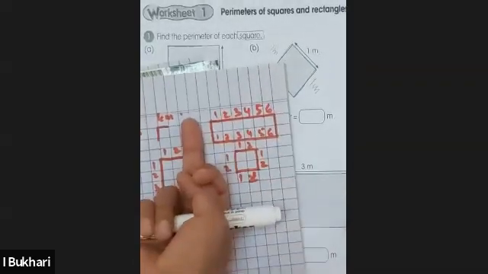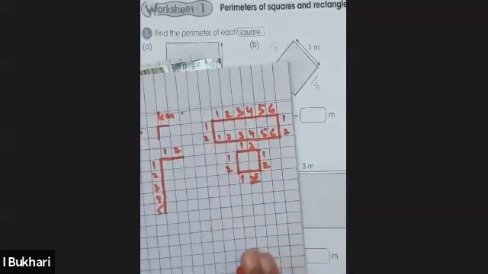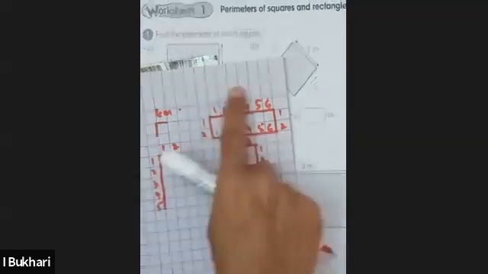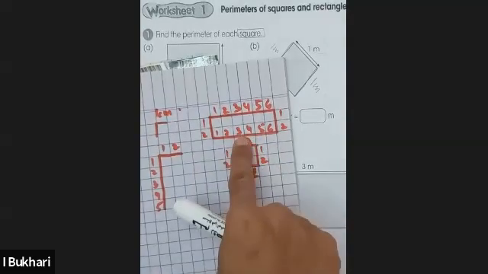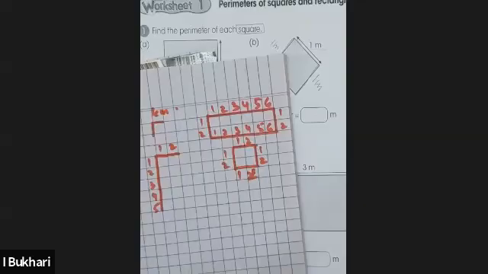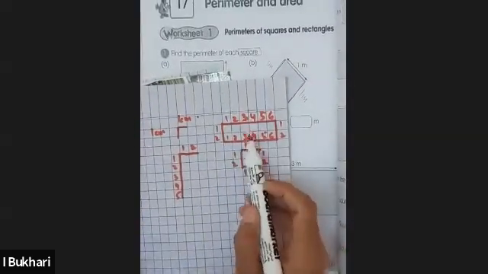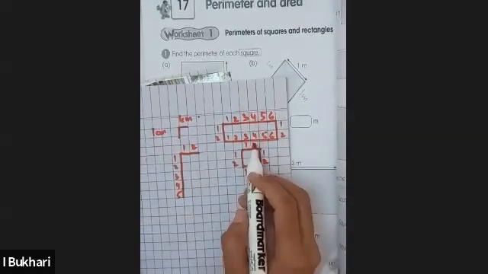What about this side? This is 1, 2. So can you see that all the sides are not equal, like in the case of a square? In a square, all the sides were equal. In a rectangle, all the sides are not equal, but the opposite sides are equal. Yes, they're different, but I also want you to realize that the two sides which are opposite to each other are equal in length to each other.